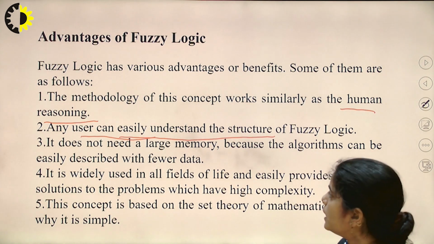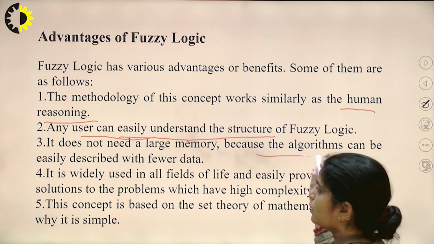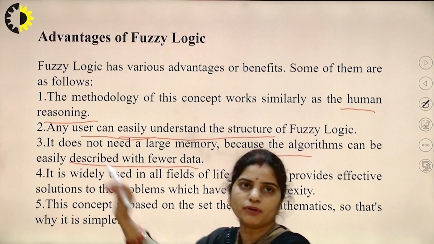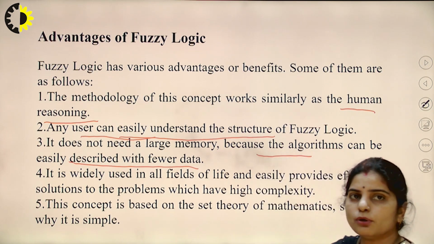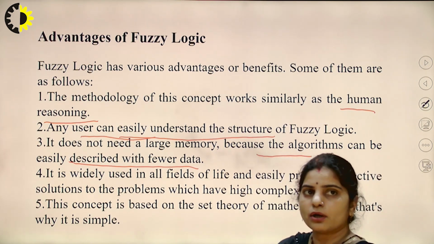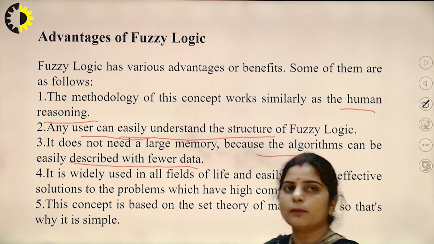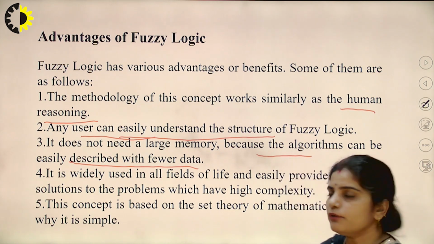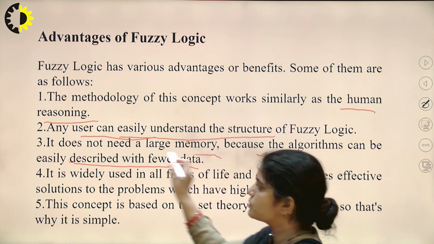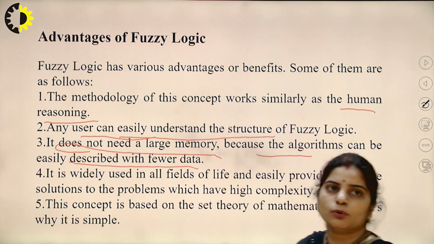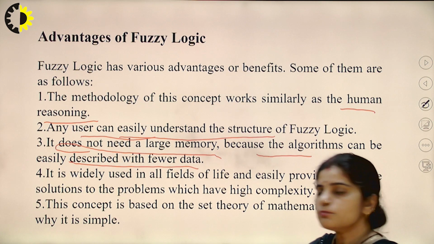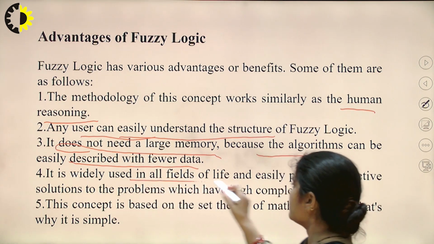It does not need a large memory. So the algorithms can be easily described with fewer data. No complex or large algorithms are present in the fuzzy logic system. So it is easily memorable and easily identified with fewer data. No description of the algorithms is needed, and it doesn't need a large memory also. It is also widely used in all fields of life.